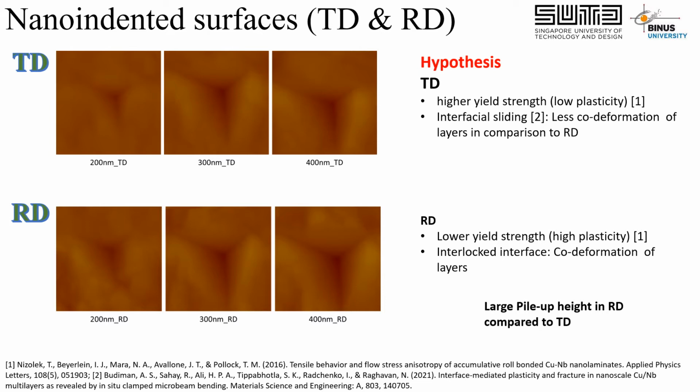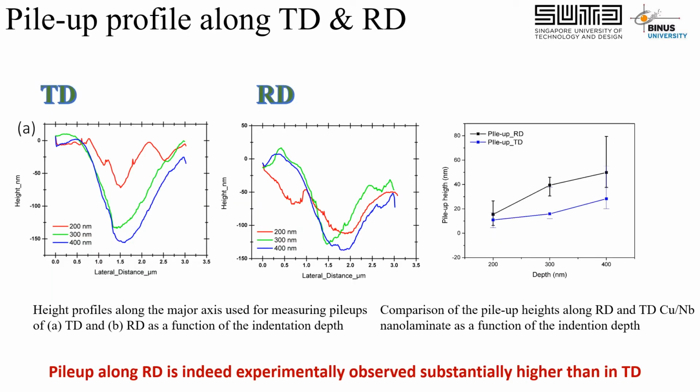And because of that, we think that in the RD, the deformation should be much more disordered. And because of that, the pile-up, which is basically what happens in the Berkovich nanoindentation right here, this is the area of the pile-up, it should be higher in RD than in TD. And true enough, we do a surface profiling of the indented surface using SPM, and this is the result. And from here, we can calculate what is the surface pile-up, which is basically this area.